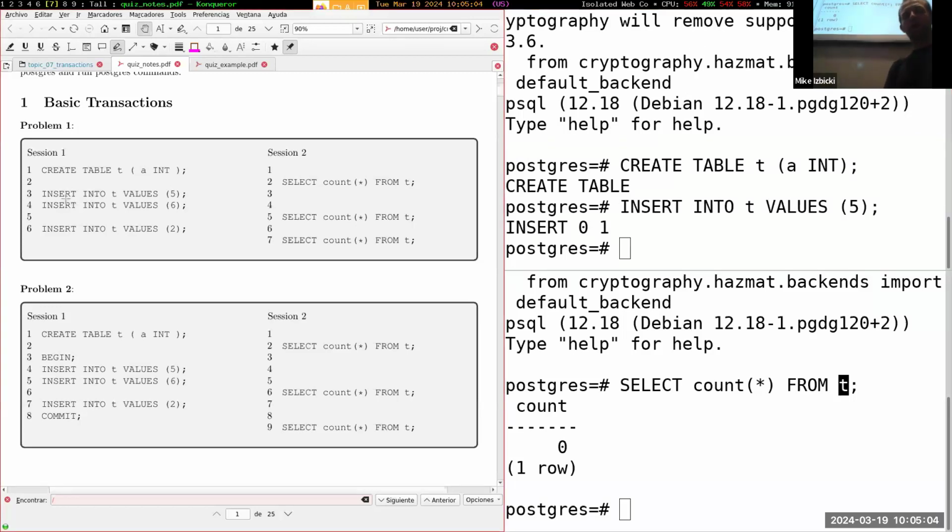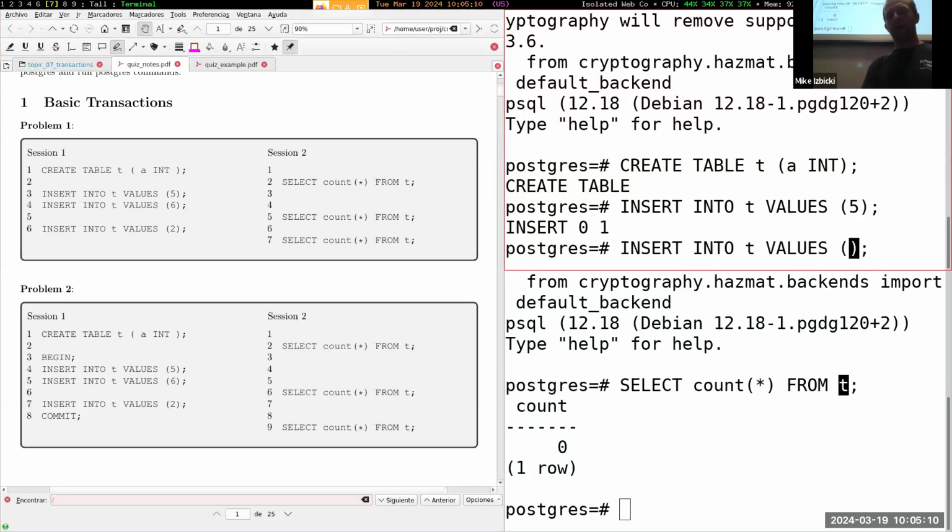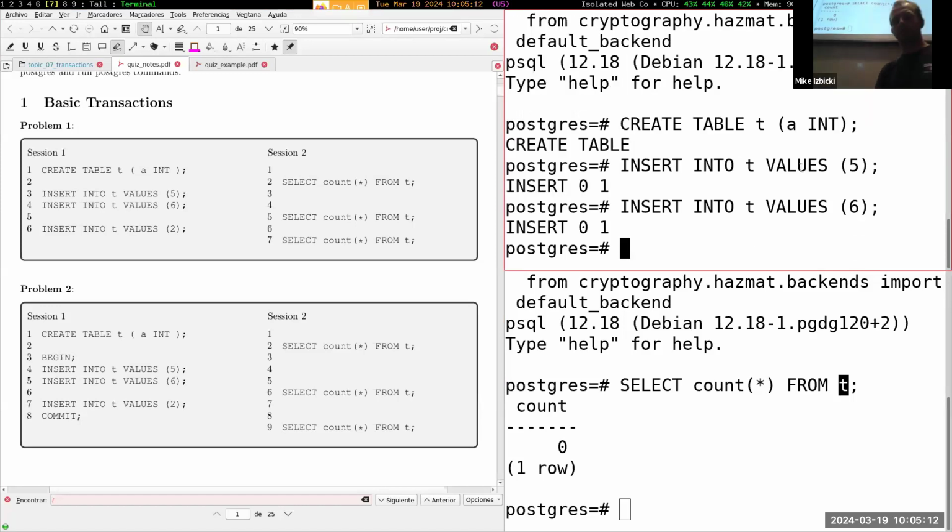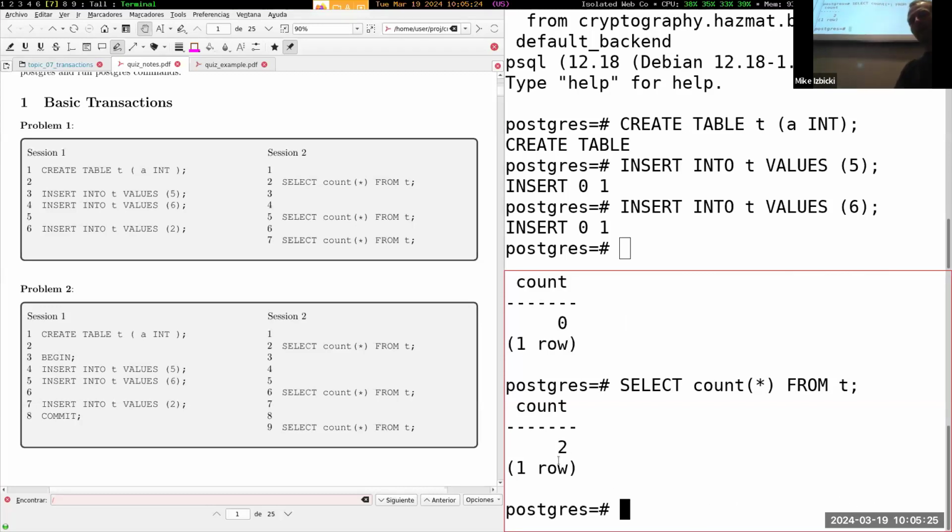I can also, so timestamp 4 is the same, insert into T, I'll press the up arrow, add a 6 right here, 5 and 6, run both of those. Now timestamp 5 is a select count star from T inside session 2 over here, so I'll press the up arrow to rerun that same command, select count star from T, hit enter, and we can see that those two rows have actually been added now to this table T, and we successfully see them here.